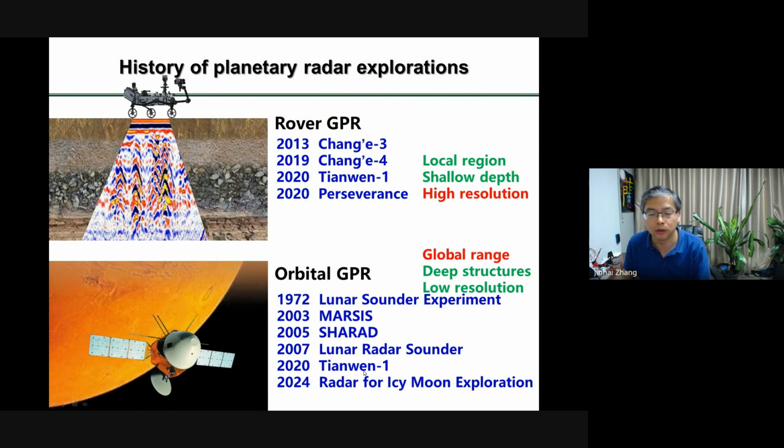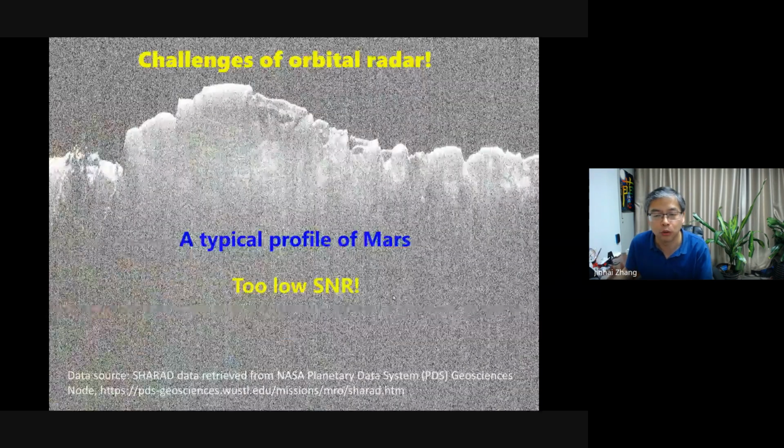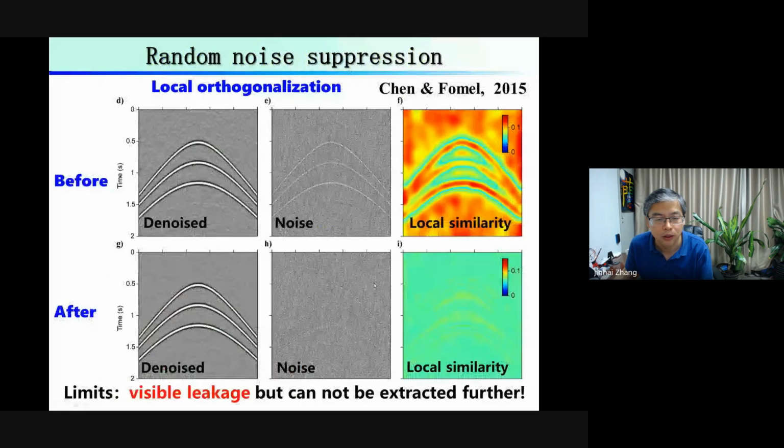So the advantage is a much bigger coverage of the planet. However, it can have a much lower resolution. As we mentioned, it can only detect a reflector, something like... Let me show you.